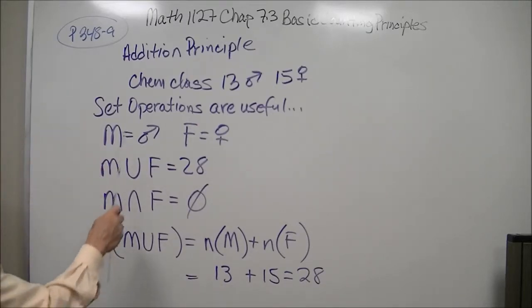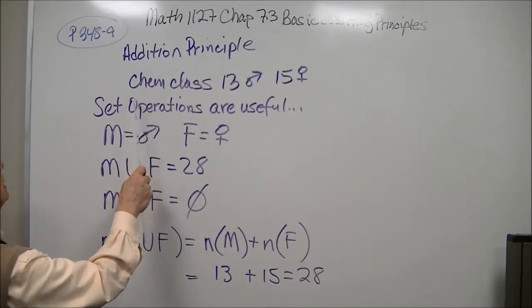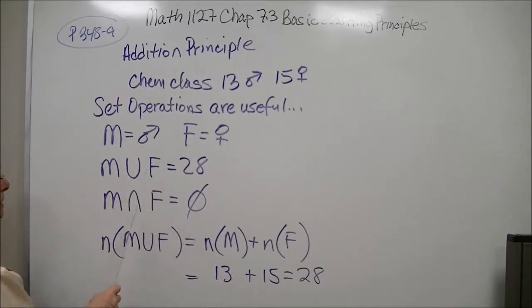Now, again, we're looking at set operations here. This is our intersection. So males intersect with females. Are there any? Not in this group. So that is an empty set.